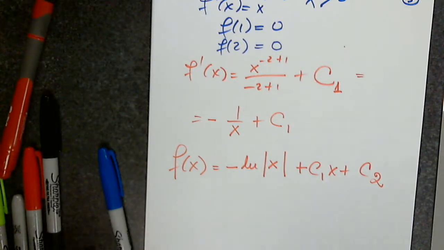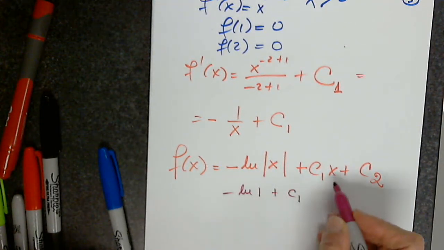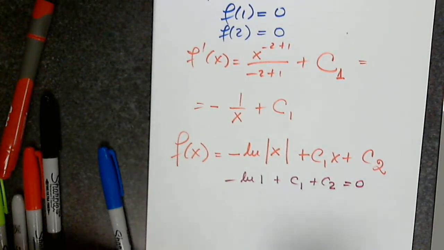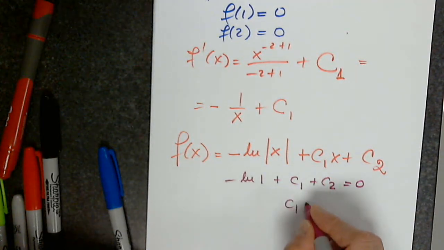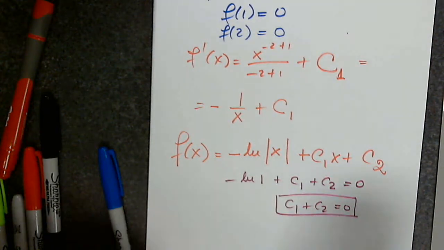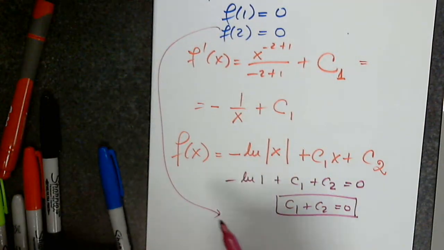F of 1 is 0. Negative natural log 1 plus c1 times 1 plus c2 equals 0. How much is natural log 1? 0. So then I have the first equation that I cannot solve because it has two variables. However, I have a second condition.